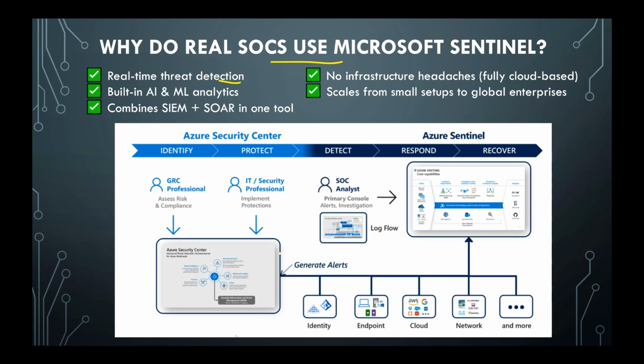For example, if multiple failed login attempts are detected from an external IP, Sentinel could automatically flag it as suspicious and alert the SOC analyst to investigate. Or if it detects a data exfiltration attempt, Sentinel can trigger an automated response to contain the incident.